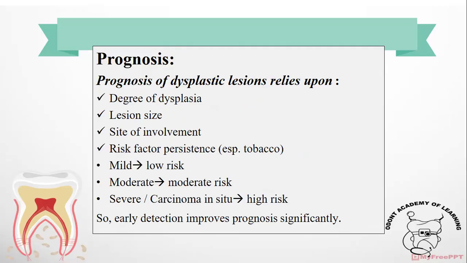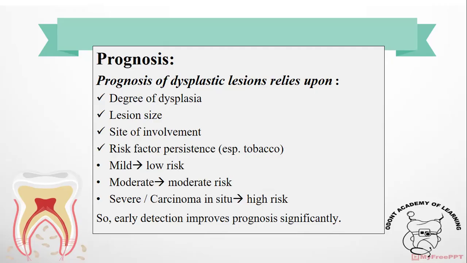Now, prognosis of the dysplastic lesion. Prognosis basically relies on what sort of dysplasia is there, what is the size of the lesion, what is the site of the involvement. Because if the lesion is there on the tongue, then tongue lesions have a very poor prognosis. If the mild dysplasia is there, then the prognosis is very good. Size of the lesion: if the size of the lesion is very small, then it means the damage is very small. So in that case, the prognosis will be good.